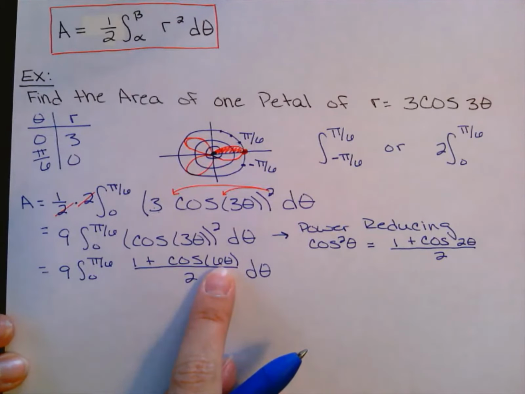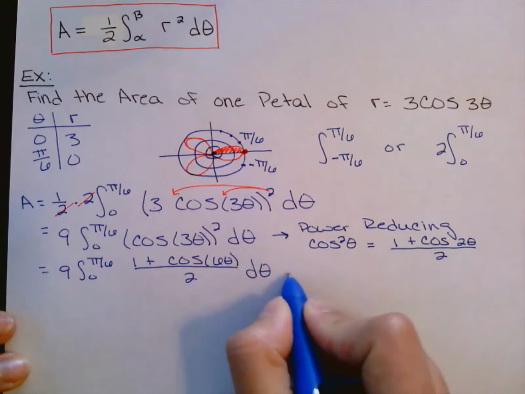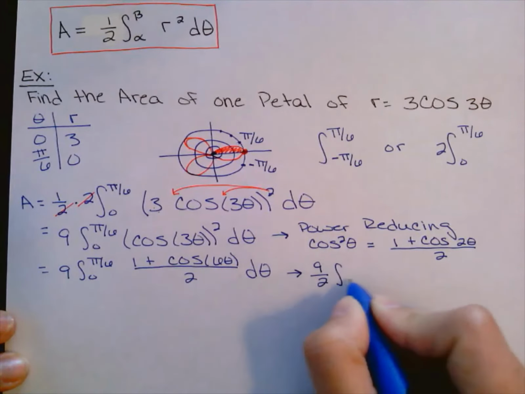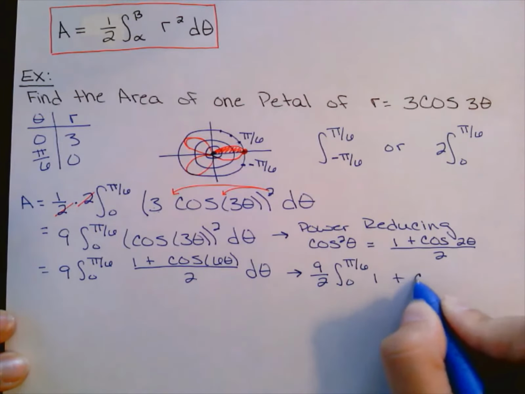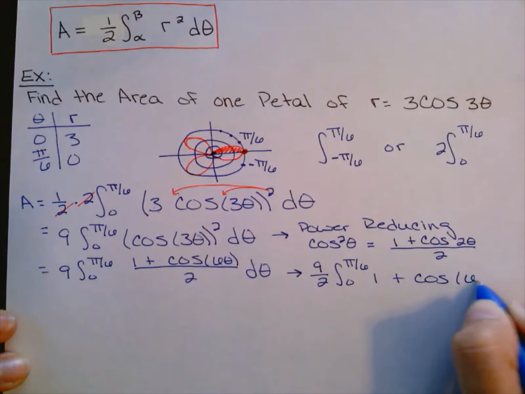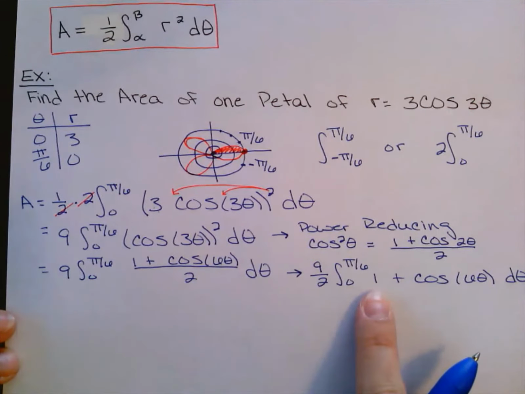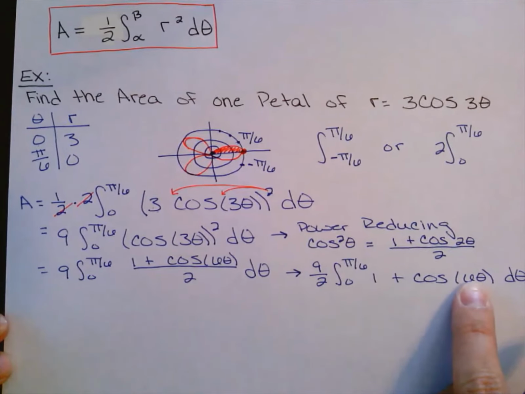Life just became easier. The next thing I'm going to do, anytime I see coefficients, I'm going to take them out. So this denominator of 2, I'm going to take it out and rewrite it as 9 over 2 times the integral from 0 to pi over 6 of 1 plus cosine of 6 theta and all this d theta. All right? So antiderivative of 1 in terms of theta, that's easy. It's just going to be 1. Here, I am going to get stuck doing a U sub.